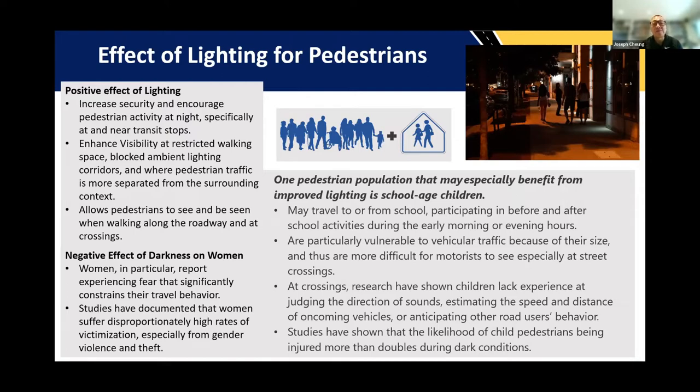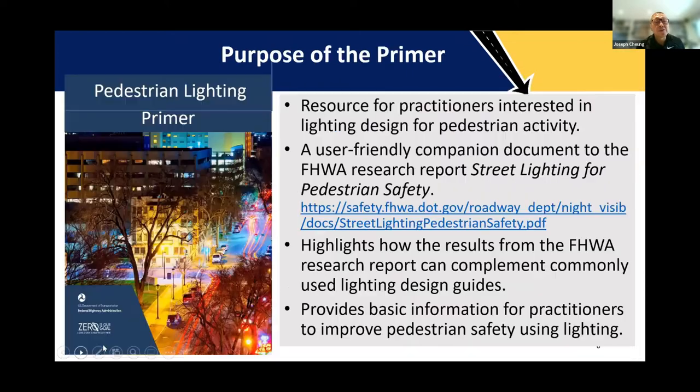A lot of the time we have crossing guards and all that, but at times children have a tendency to just cross the road, not necessarily on a marked crosswalk. And their judgment sometimes is not very reliable. So all the more we need to provide better visibility for school-age children as they travel to and from school or attend some other school-related activities.